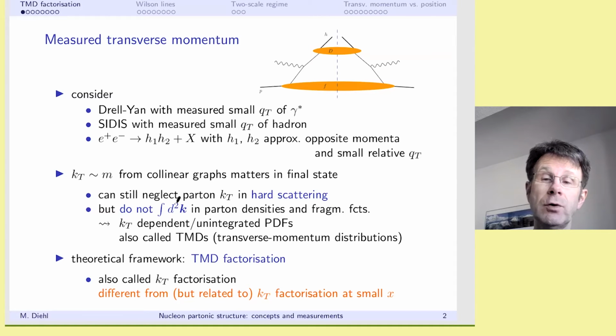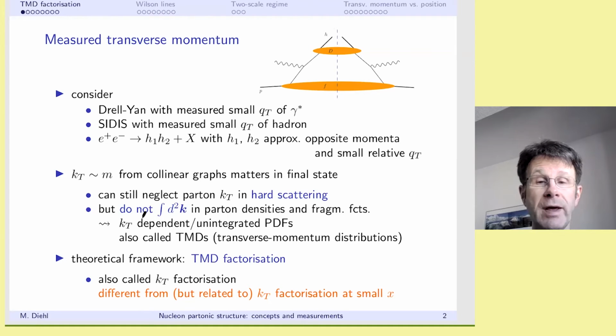The thing that we don't want to do now is, in the parton densities and in the fragmentation functions, we no longer integrate out the degree of freedom which is the transverse momentum of the parton. We did that before in the lectures so far because that transverse momentum wasn't relevant for the measurement, and it just could be integrated out at the level of the parton densities. Now, since the transverse momentum determines something we measure in the final state, we no longer do that integral, and then our parton distributions become dependent on KT.